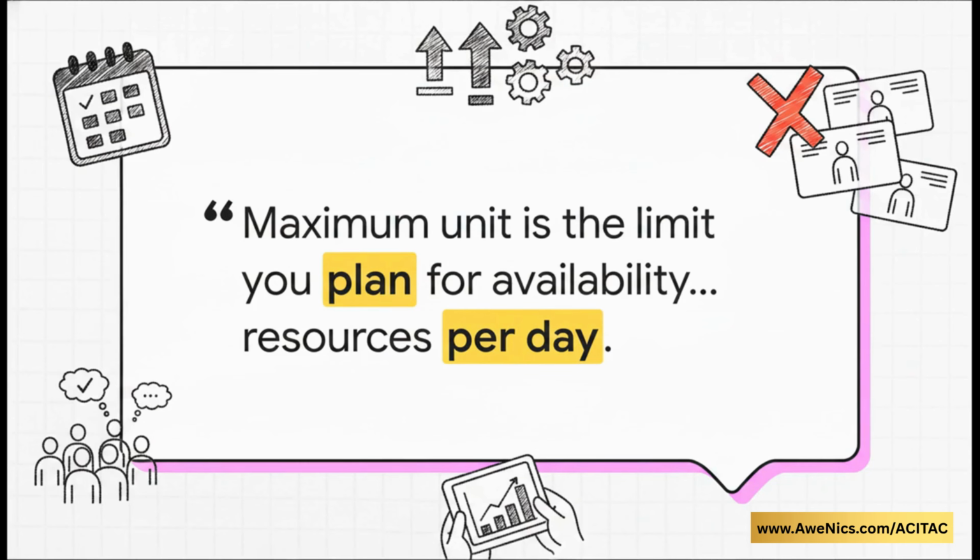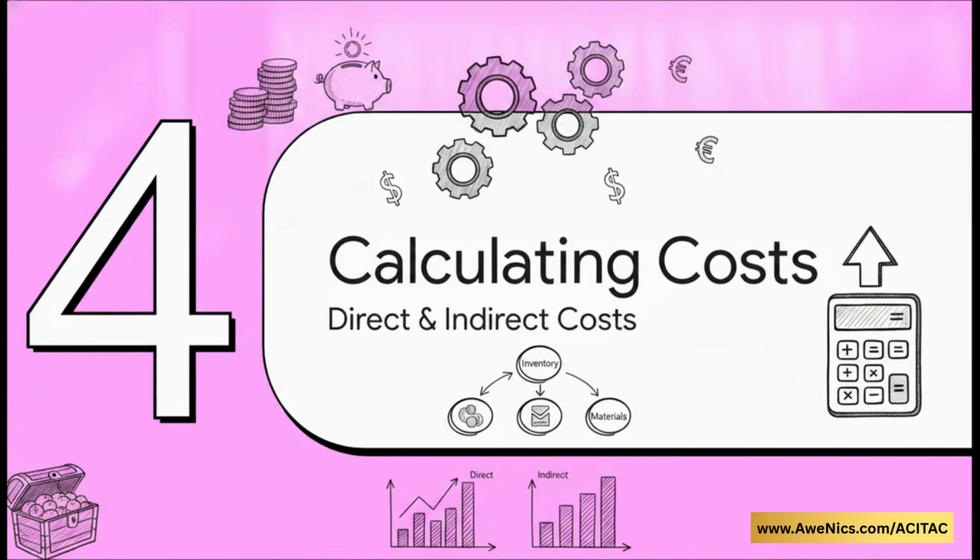It'll warn you that your resource is over-allocated. You planned for 25, but you scheduled 30. It's a total lifesaver for keeping your project planning grounded in reality. Which brings us to Section 4. Calculating project costs. Time to look at the price tags.